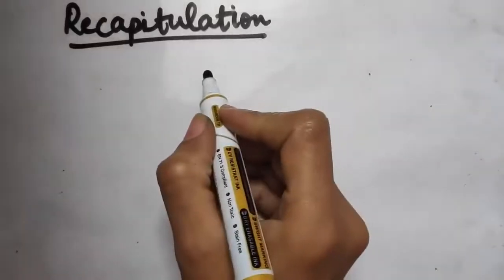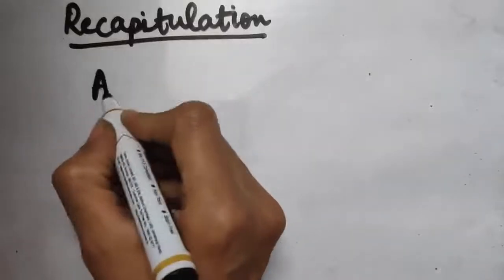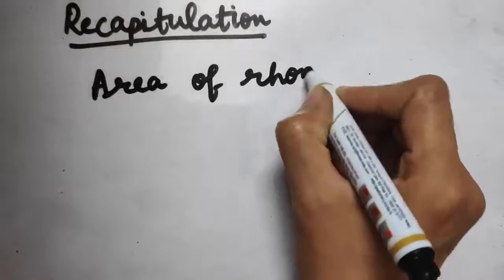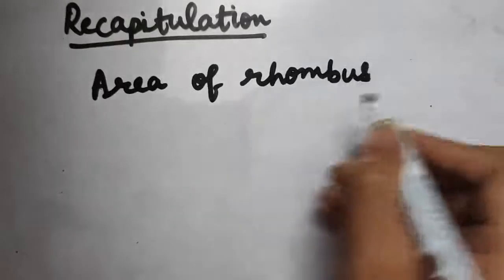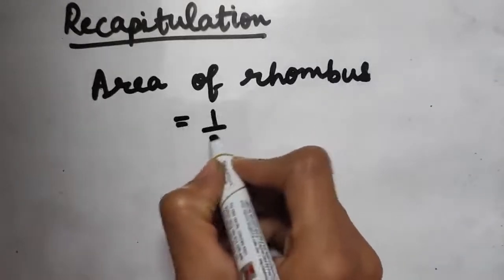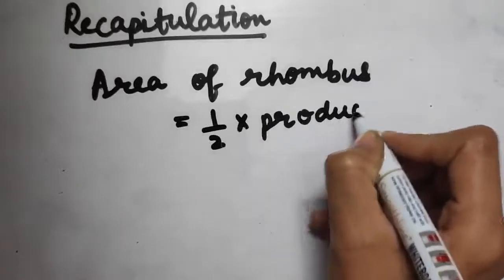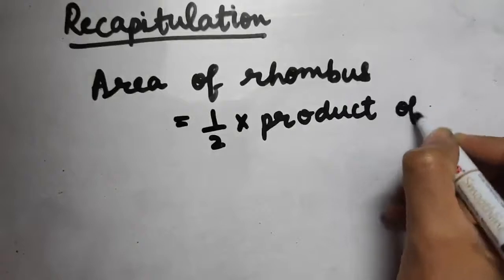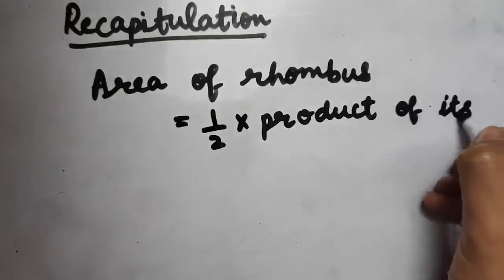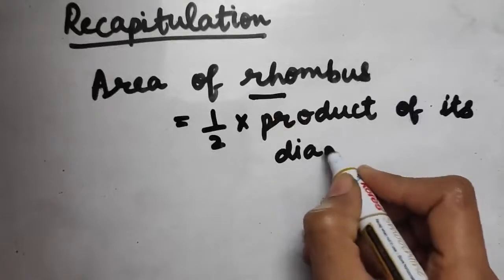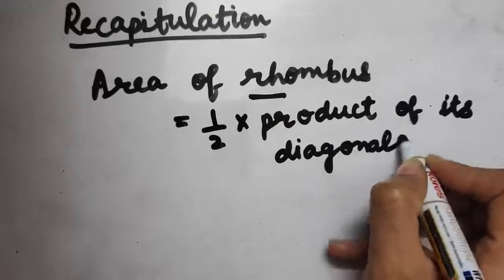In the previous lecture, we have discussed area of rhombus. So area of rhombus is given by the formula half into product of its diagonals. This is the formula of area of rhombus, half into product of its diagonals.